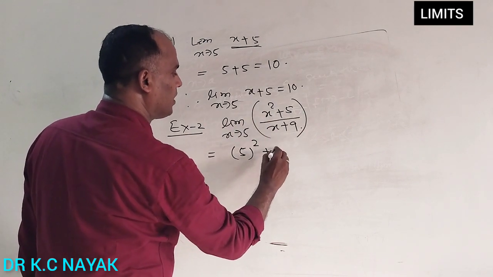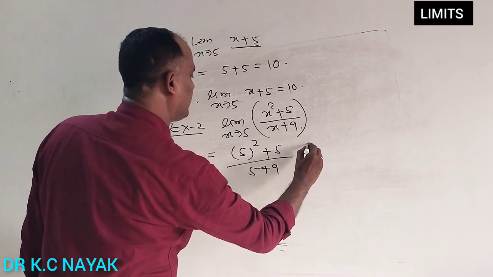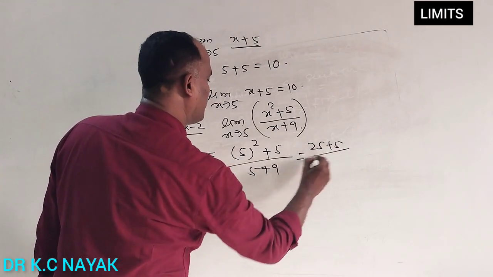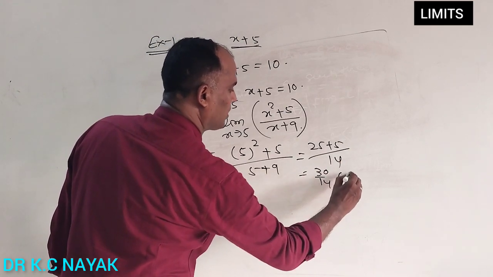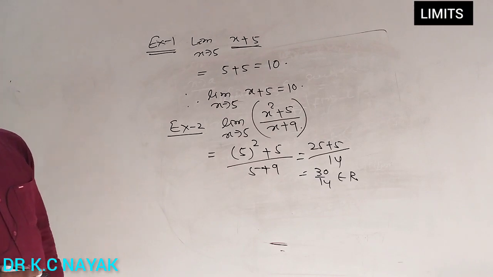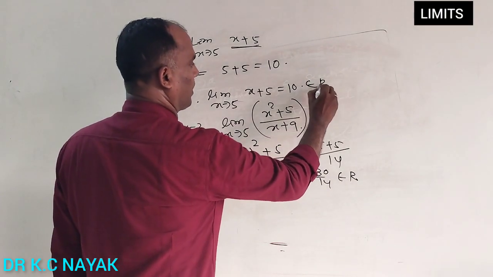5 square plus 5 by 5 plus 9. It is what? 25 plus 5 by 14. So 30 by 14 also belongs to a real number, because limit is a real valued function. Here also it belongs to a real number.